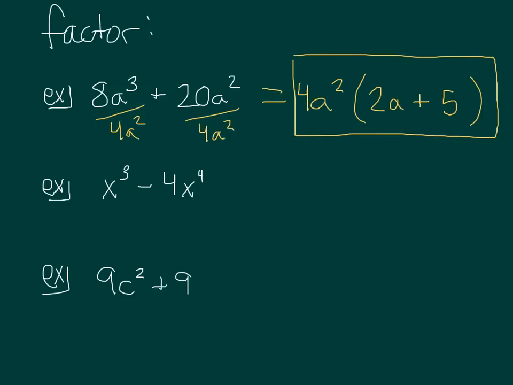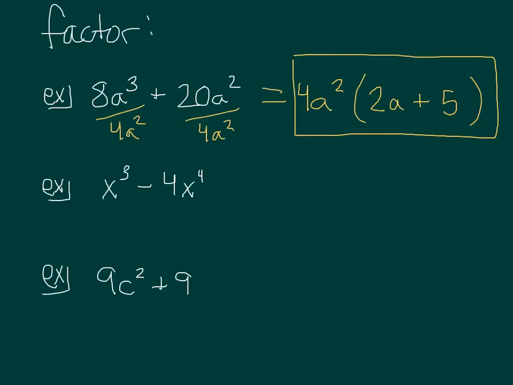So that's the first example factored. And here's a little trick as well. If you want to check your answer to see if it's right, distribute this back in. Once you distribute this 4a squared back in, you should get your original question, because it's just backwards of multiplying.